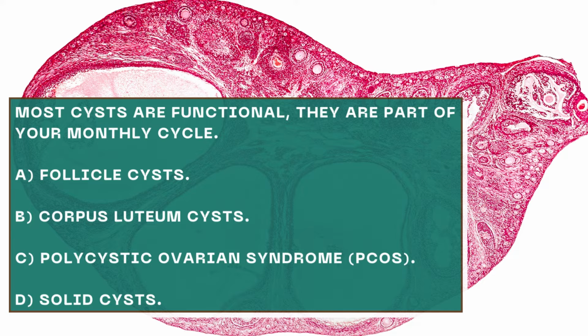Solid cysts are the least common, although it's very important that you should know about them. The commonest of them is endometrioma, which is caused by endometriosis. The other one may be teratoma, which also is solid and needs to be operated on because it can turn cancerous.